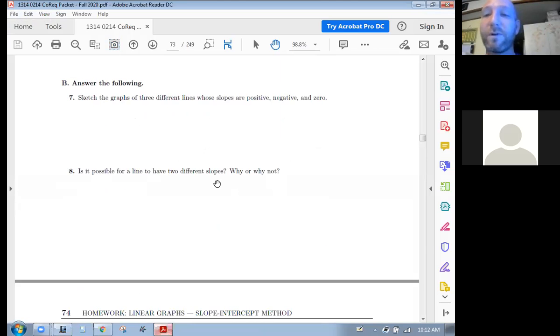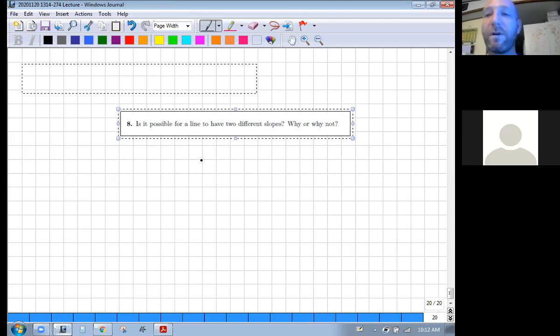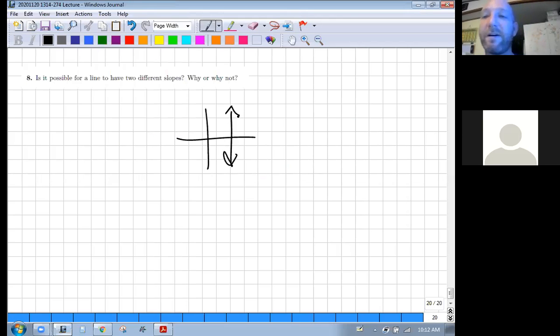So is it possible for a line to have two different slopes? No, right? It has one slope. There is one complication here. What if you have this line straight up and straight down? That's where the slope is called undefined, right? Going straight up, the slope would be positive infinity. But going straight down, the slope is negative infinity. So that's why it's undefined, okay?